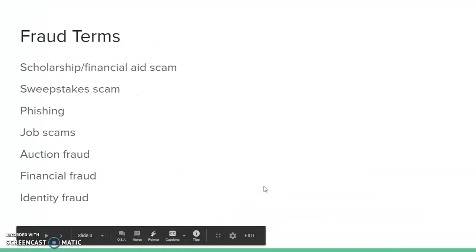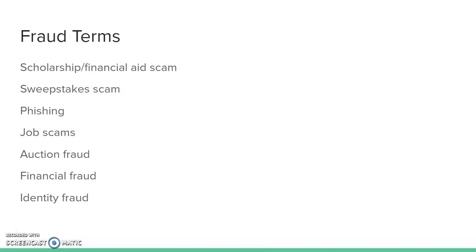All right, so let's first start off with taking a look at different fraudulent terms. Some of these you may or may not be familiar with. Scholarship or financial aid scam. For those of you seniors, this is going to be a very advantageous fraudulent term and scam to be aware of as you are getting ready to enter your institution of higher learning. Sweepstakes scam, phishing scams, which usually take place via email, job scams, auction fraud, financial fraud, and then identity fraud, which I'm sure a lot of us are quite familiar with.